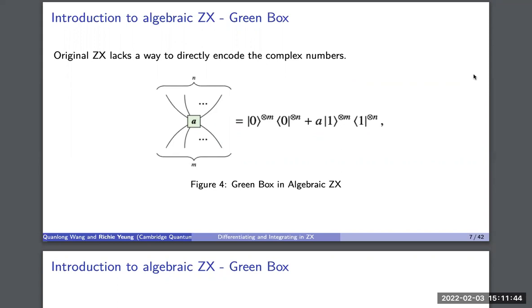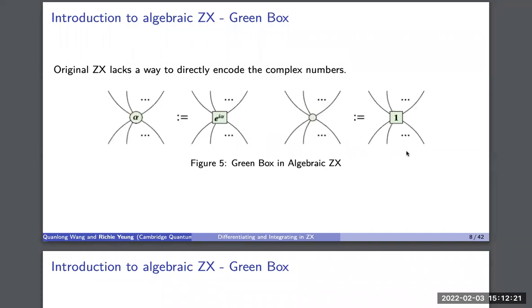but even though it's universal and complete, it's not very natively good at representing arbitrary linear maps. The reason for that is the original ZX lacks a way to directly encode arbitrary complex numbers. Instead, it's good at natively encoding complex exponentials. To deal with this problem, we introduced the green box, which is a more general version of the green spider that we're normally familiar with. Here, instead of having an e to the i theta, we replace it with a, where a can be any complex number.